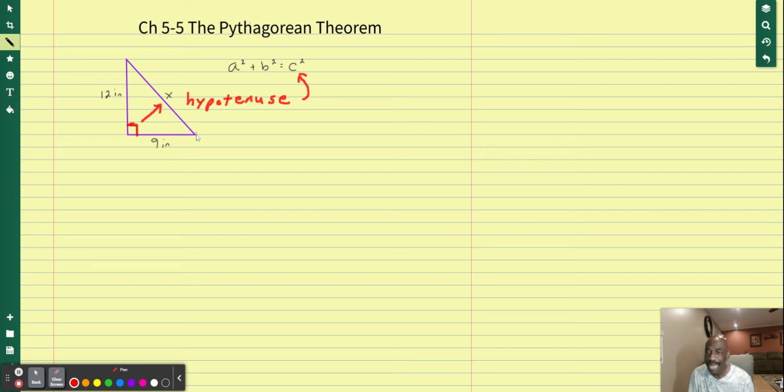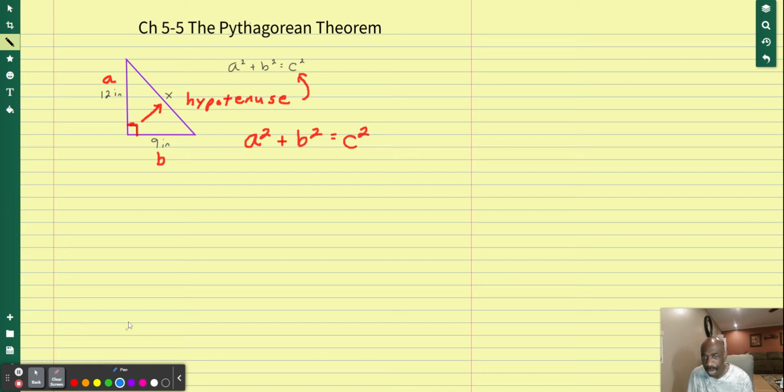Now, the other two legs, this is side A, and this can be side B. You need to know that A and B can be interchanged. That could be B. This could be A. Those two letters can be switched around, but C can never be switched. It is always the hypotenuse. So let's plug in our numbers. So let's write our formula again. A squared plus B squared equals C squared.